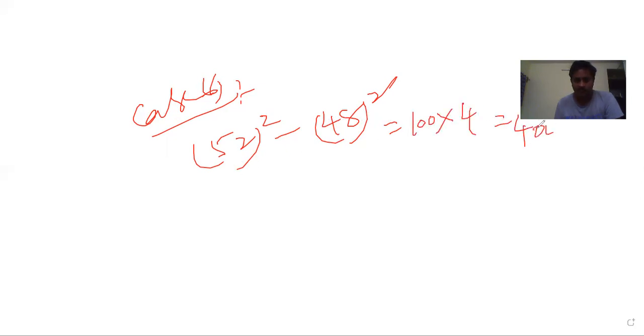Next case, case 6. In this case we mainly discuss square values: 52 squared minus 48 squared. These are in the form of a squared minus b squared. That formula is (a plus b) into (a minus b). A plus b means 52 plus 48, 100. Into 52 minus 48, 4. That value is 400.